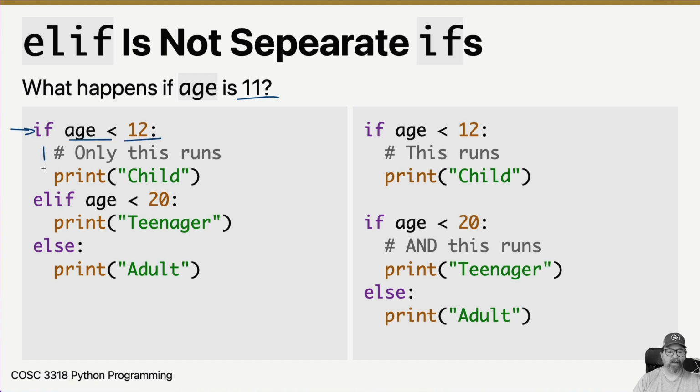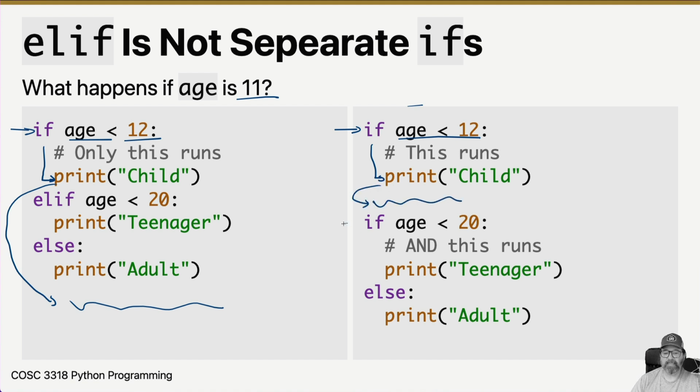The answer is yes, so it will print child, and then it will jump after the entire thing and run the next statement, whatever it is. Over here, if age is equal to 11, it gets to this and it says, is 11 less than 12? The answer is yes, so it will do its thing, and then it will jump to the next line and start doing that. And then it gets to this one, is 11 less than 20? It will print teenager as well, and then jump to the next line.